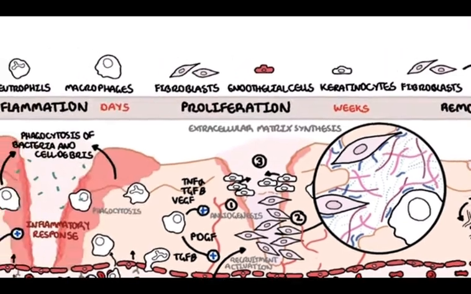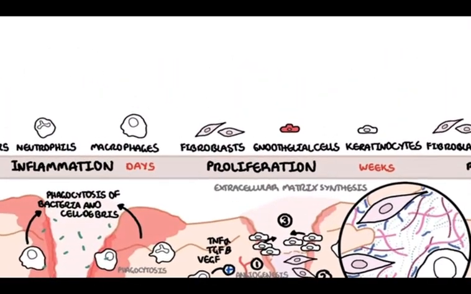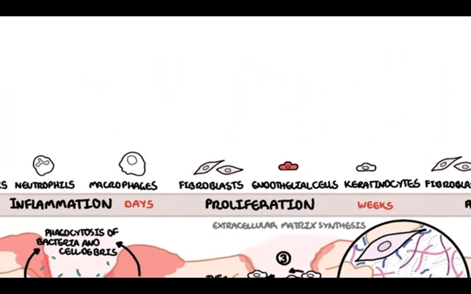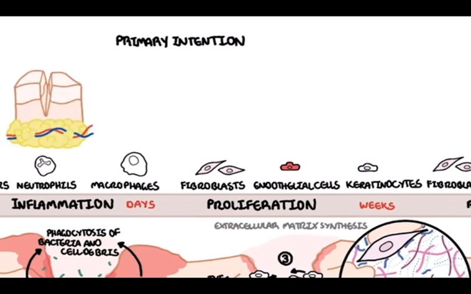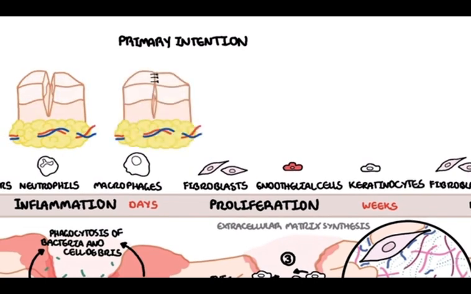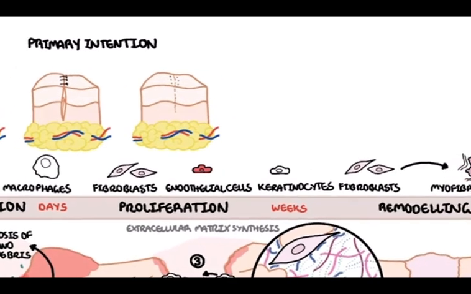Now, focusing on skin wounds or cutaneous wounds specifically, there are 2 main types of healing. There's primary intention or secondary intention. Primary intention is where the edges are sutured or stapled closed, and the wound heals quickly with minimal tissue loss. This typically occurs during surgery.